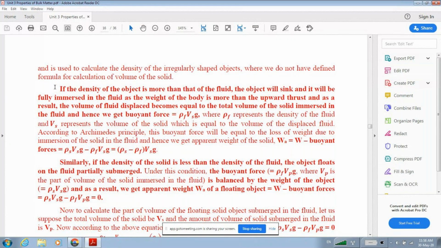Here, as we are able to see, if the density of the object is more than that of the fluid, the object will sink and it will be fully immersed in the fluid, as the weight of the body is more than the upward thrust.